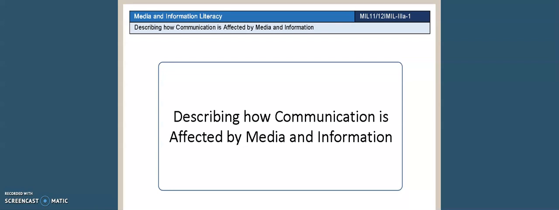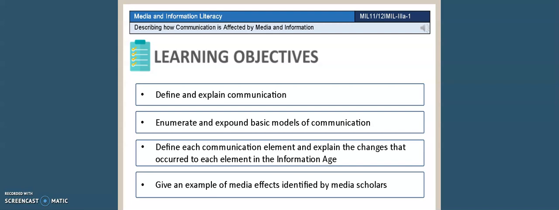Hi, our topic is about describing how communication is affected by media and information. Let's begin. Here are the things that we should learn by the end of this lesson.